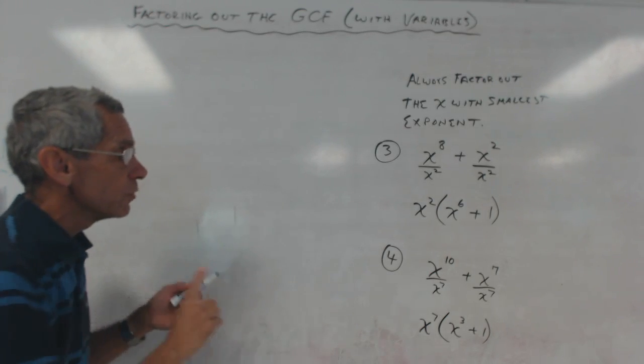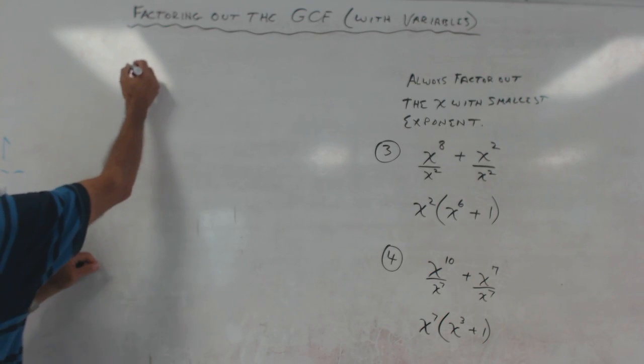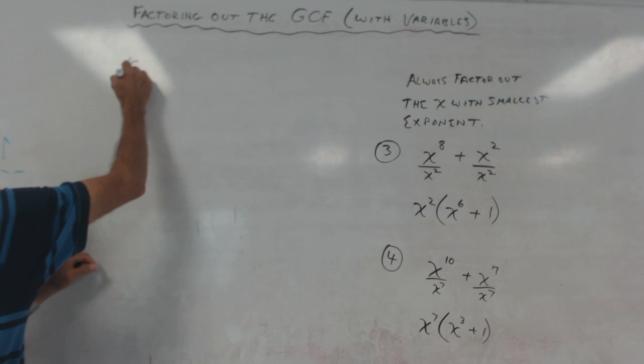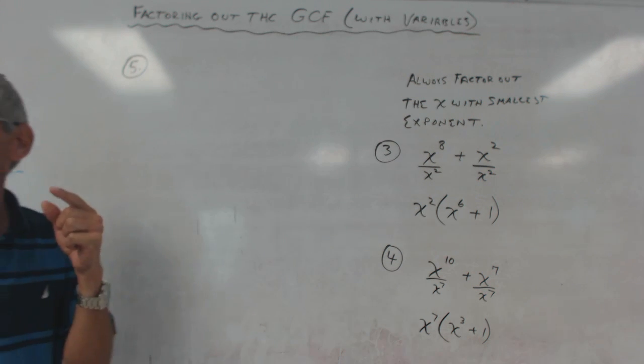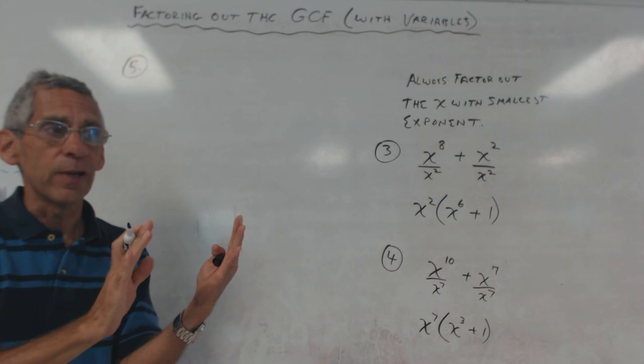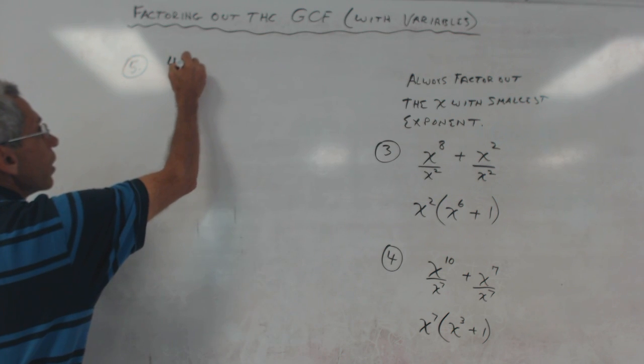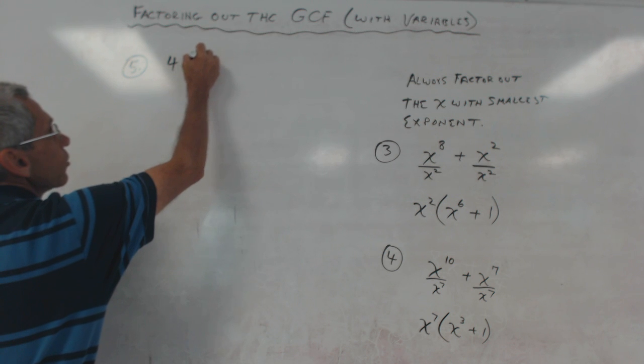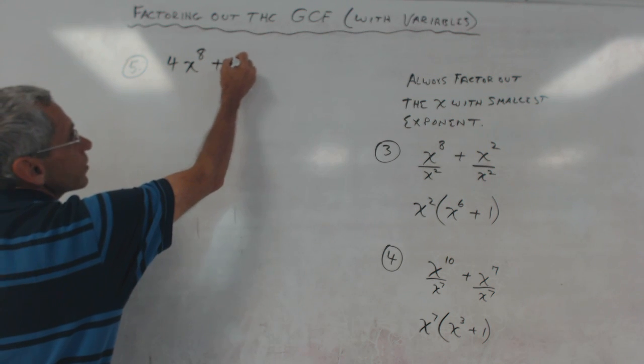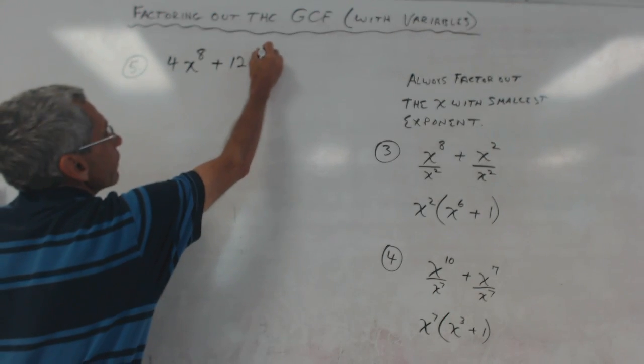Is this our homework? Yeah, this is the homework. Now look, we're getting so easy stuff? Now I'm going to add one extra complexity. I'm going to add numbers to it. So what if I said 4x to the 8th power plus 12x to the 5th?